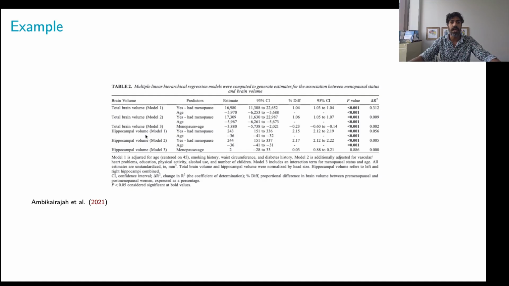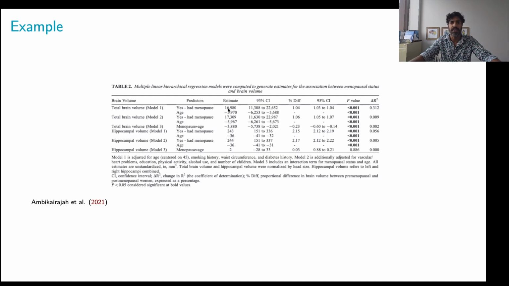And so what I want to show you is a few things that we've learned so far. First, the dummy coding of variables. So I dummy coded the independent variable so that the baseline was women who had not had menopause, so premenopausal women, and then the comparator group was women who had menopause, so postmenopausal women. And this is the change in total brain volume between them. So you can see that postmenopausal women had 16,980.